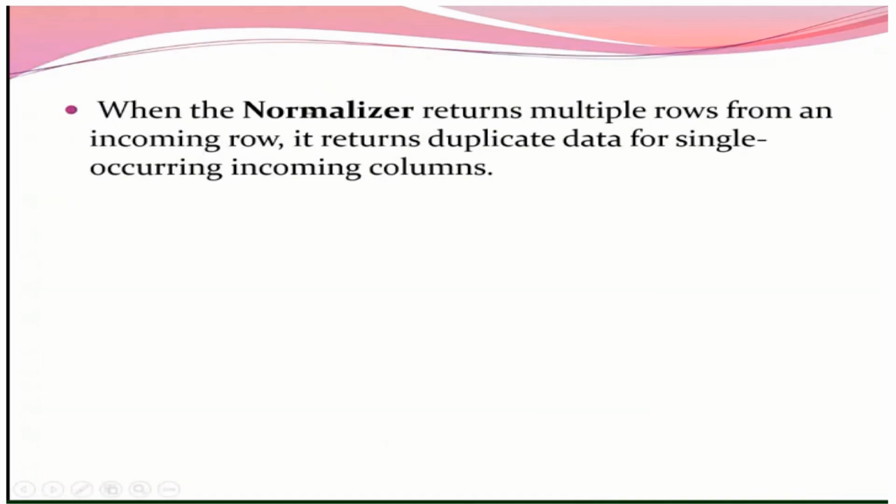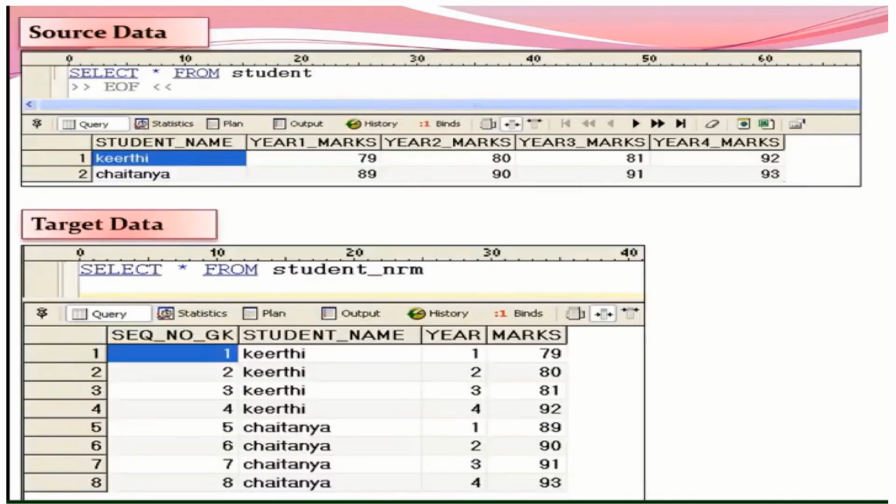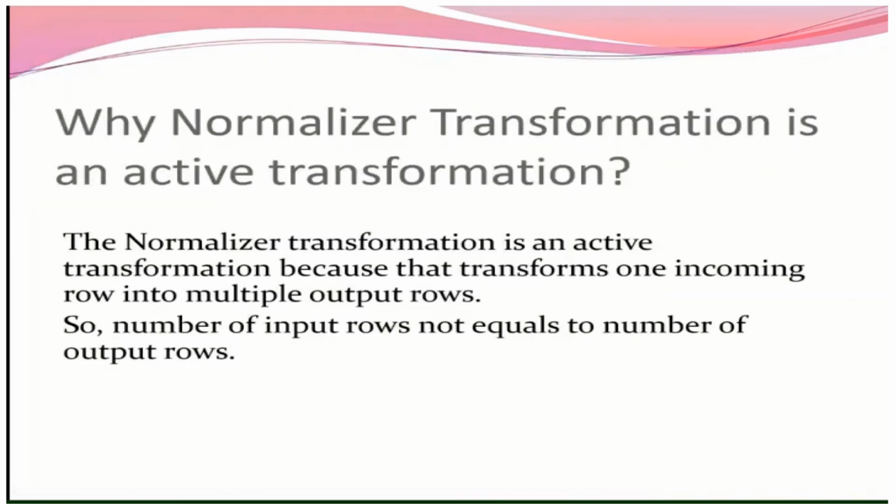When the normalizer returns multiple rows from an incoming row, it returns duplicate data for the single occurring incoming columns. Here you can see this is the single occurring incoming column, but the year marks are the multiple occurrence column. So the single occurrence column will have duplicates in the target.